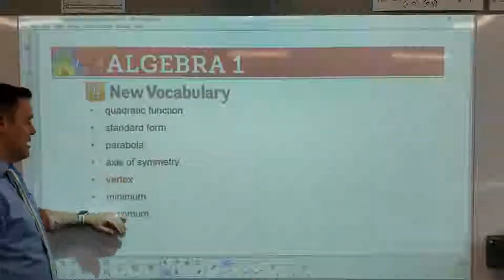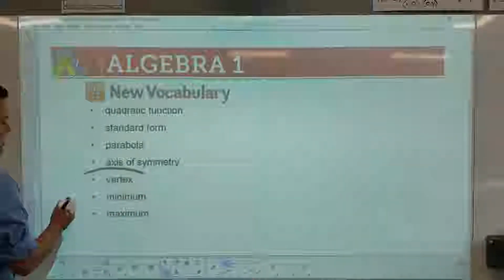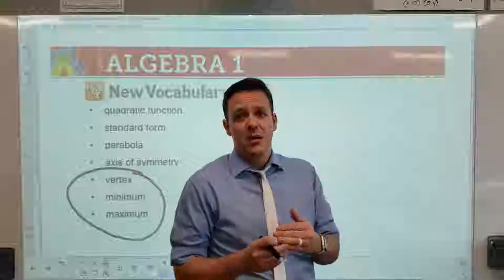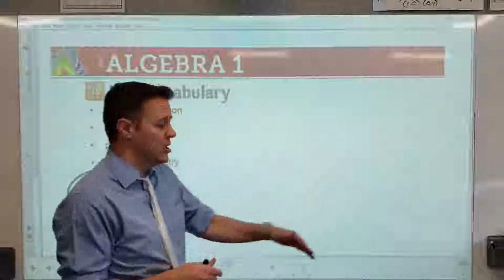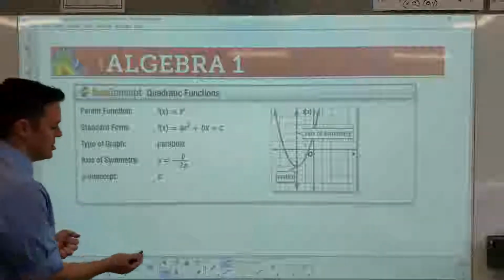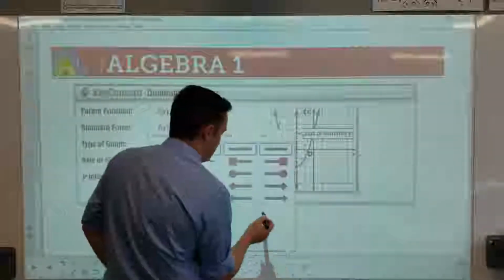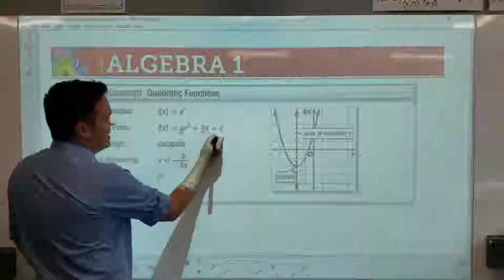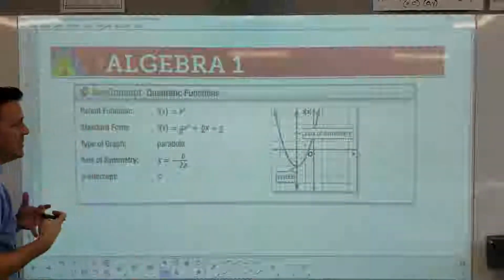And vertex, maximum, minimum, these technically are the same thing. We're going to talk about a vertex, but a vertex can actually also be called a minimum or a maximum. All right, so parent functions. Big key thing for today's lesson is to make sure you know the A value, the B, and the C. That's the big key aspect.